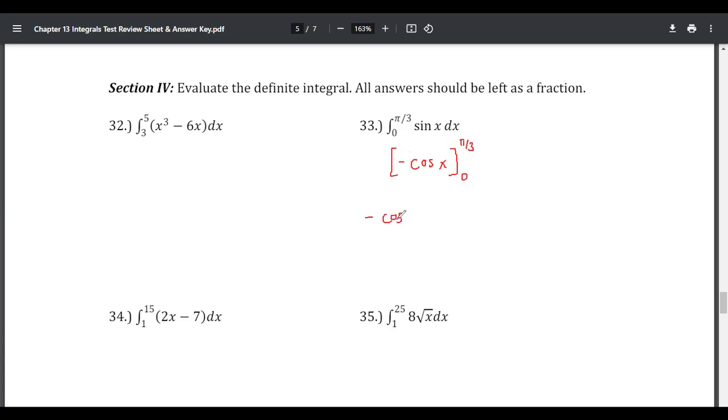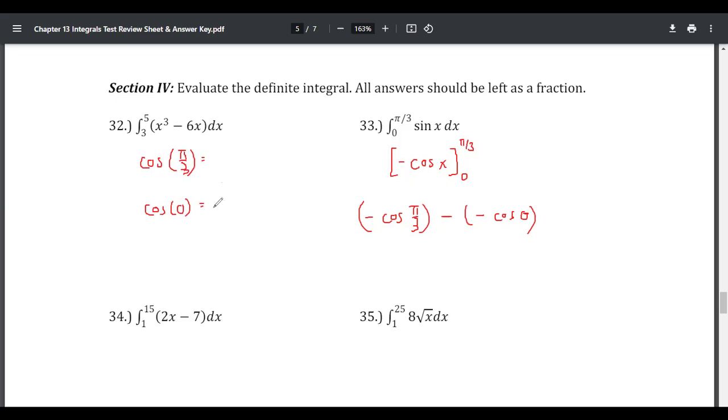So first you would want to do negative cos of pi by 3, and then you would want to do negative cos of 0. Do you get this part? Right. Yeah. Okay, when you are ready, you have to tell me what is cos pi by 3, and you have to tell me what is cos 0.